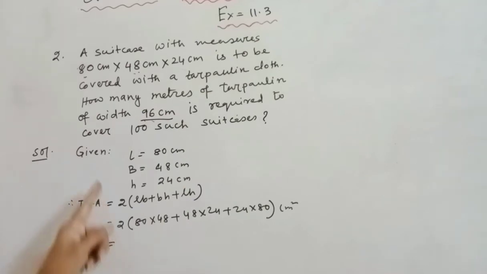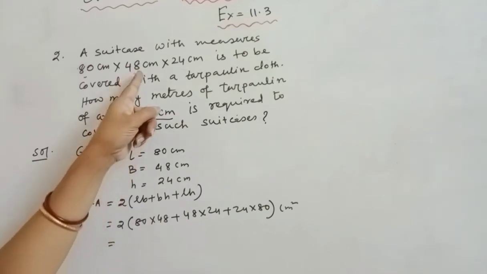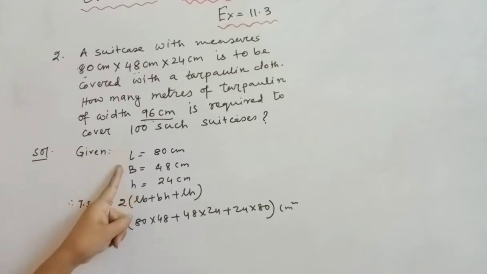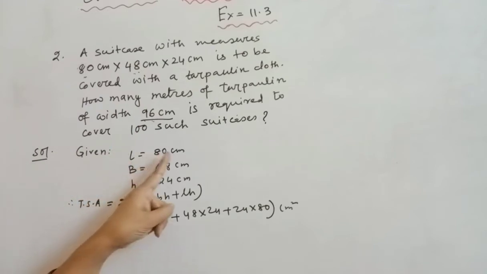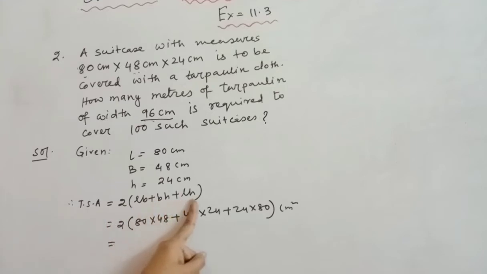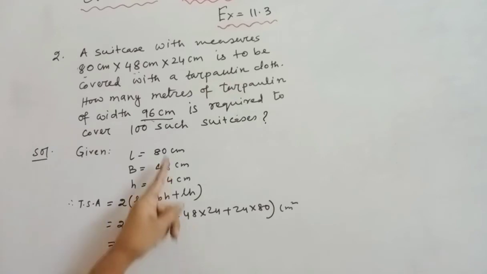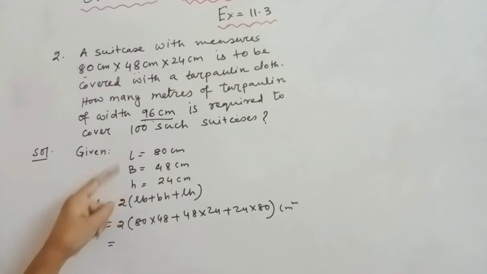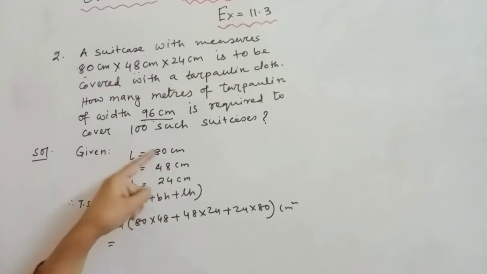So to find the total surface area of one box, what things are given here. Length is given 80 centimeter, breadth 48 centimeter, height 24 centimeter. To find the total surface area, you know the formula, 2 into LB plus BH plus LH. Putting all the values here, 2 into 80 into 48 plus 48 into 24, length into breadth, breadth into height, then height into length, 24 into 80 centimeter square.